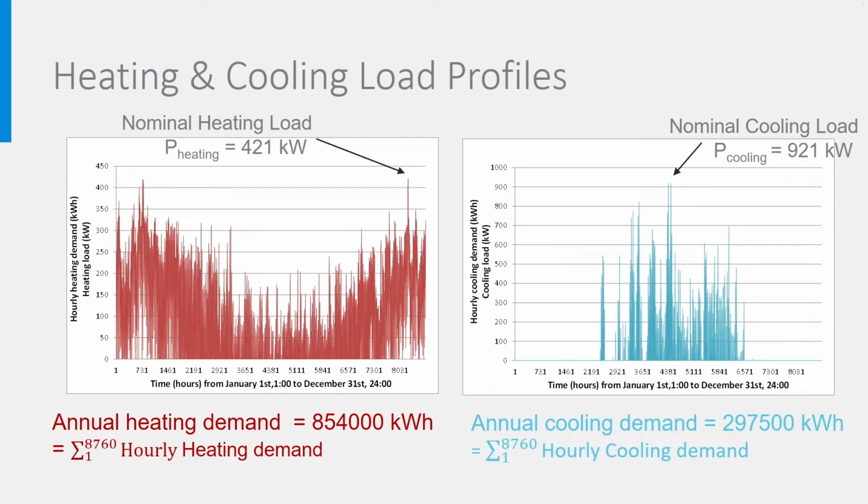You also may remember that the costs of equipment depend on its nominal load. Therefore, on a maximum load, this equipment should deliver, which is here 421 kilowatt heating and 921 cooling. And you see here that most of the time the equipment will work in partial load, far below the maximum load.